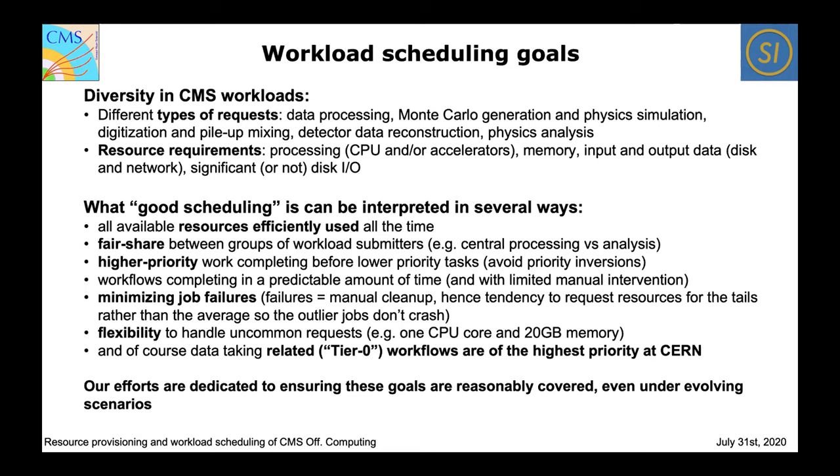We have to provide flexibility so that, at some point in time, we can handle some uncommon requests, for example very high memory requests. And of course, in the end, anything that is related to the Tier-0, so to the data processing, directly data processing, needs to have the highest priority at CERN. So all these interpretations of good scheduling, of course, have a big overlap, but they are not exactly the same. And we have to do our best to try to ensure that all these goals are reasonably covered, even under evolving scenarios through the years.